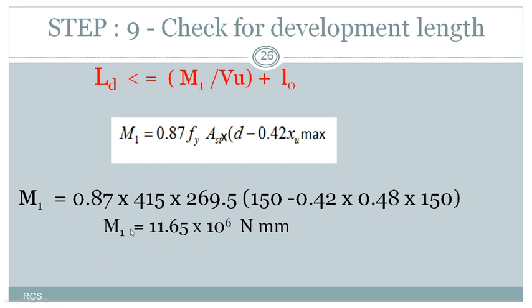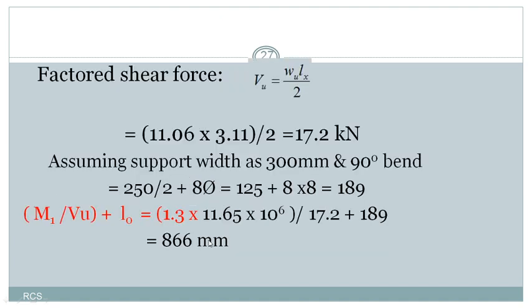So this value will also go wrong. So it will get somewhere around 7.65. And the VU value will also be wrong. So please, students, do it and correct it. And after assuming support width is 250 mm, we have 250 by 2 minus 8.5, that is 125 minus 8.5, as I am bending the bar into 90 degrees.